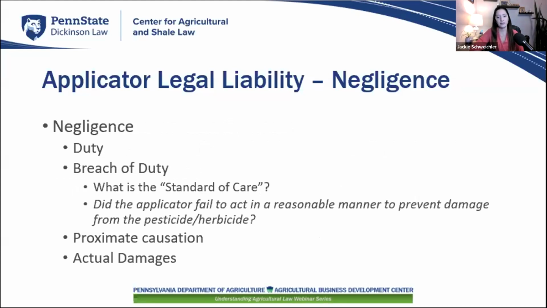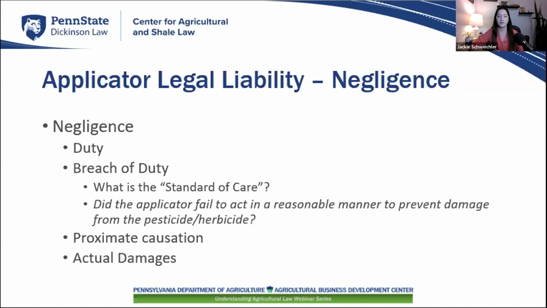Under this theory of liability, there are 4 factors that a plaintiff would need to prove. First, was there a duty? In pesticide application, generally, yes. The law imposes a duty on the applicator to follow the rules so that a pesticide doesn't spread to non-target areas. Second, and most significantly, is the question of whether there was a breach of duty.